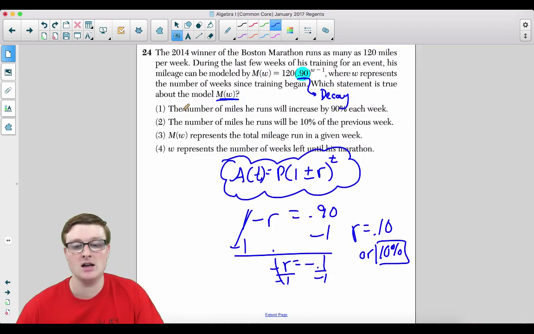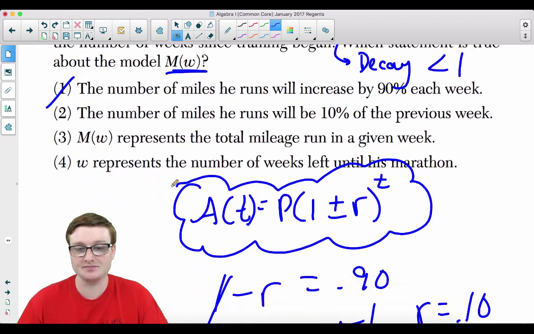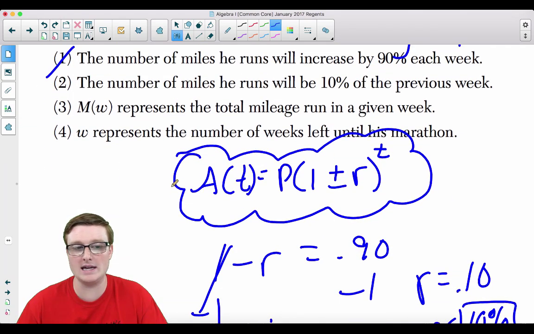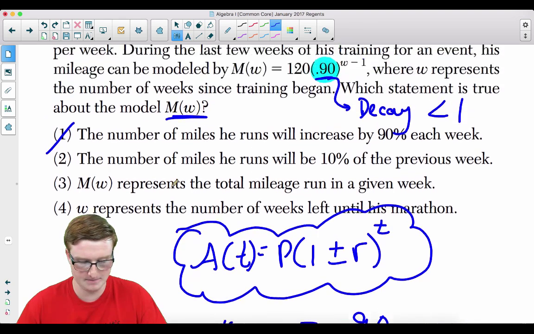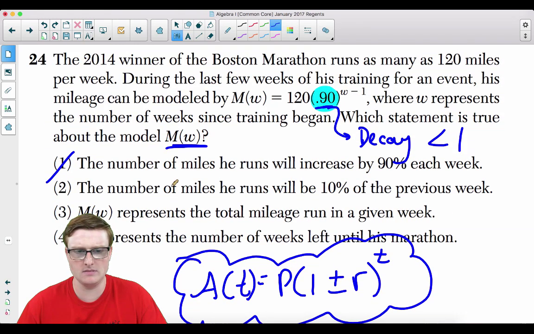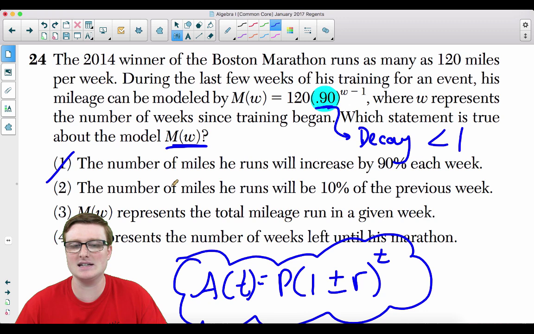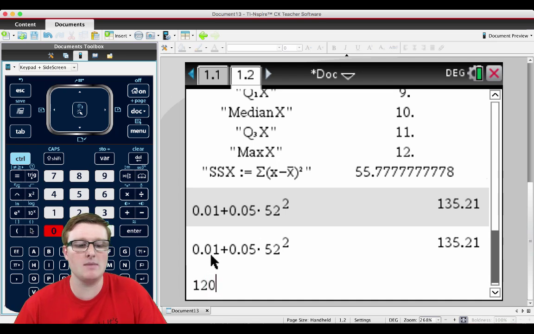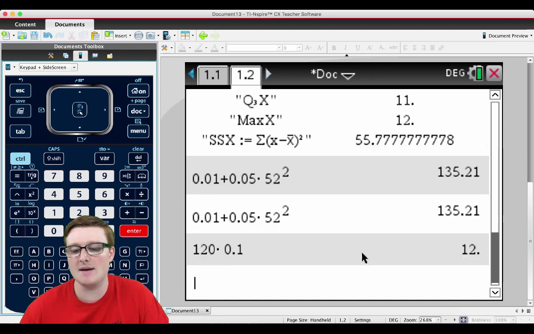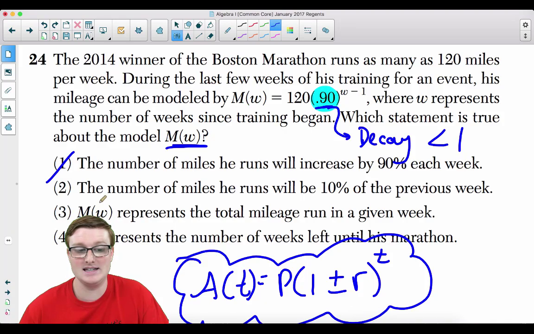So if you look at our answer choices, the number of miles he runs will increase by 90% each week. No, this is a decay function. This number is less than the number 1. Choice 2 is saying that the number of miles he runs will be 10% of the previous week. No, that makes no sense. That means that if he were to run 120 miles and then 10% of the next week, he only ran 12 miles? No. It should be 90% of the previous week.